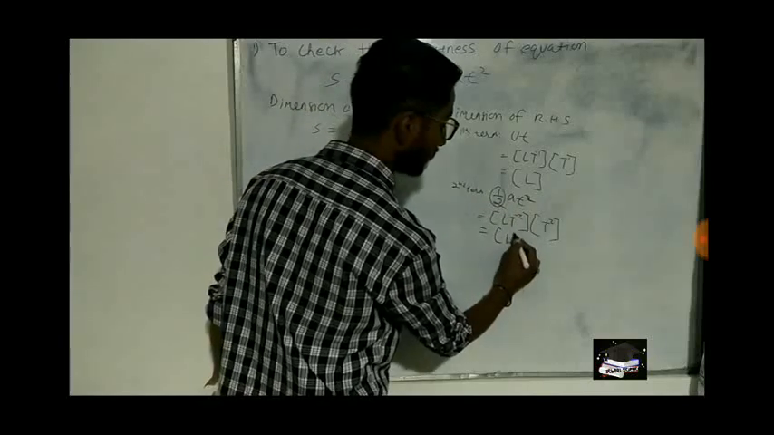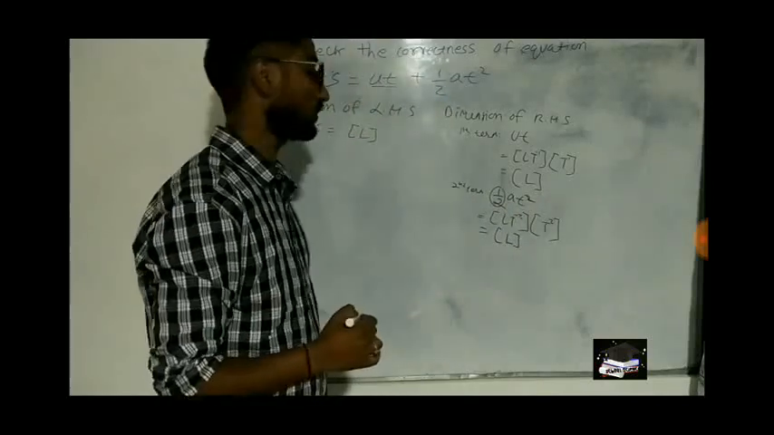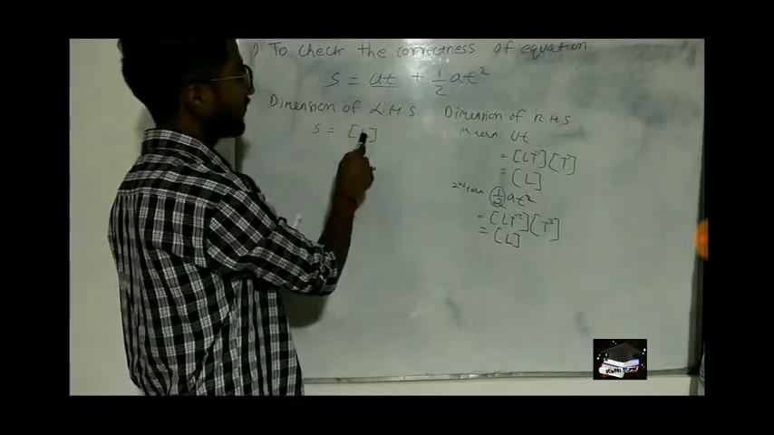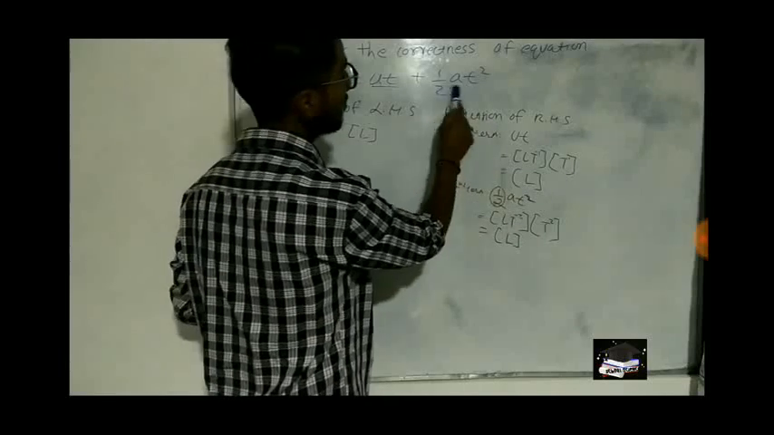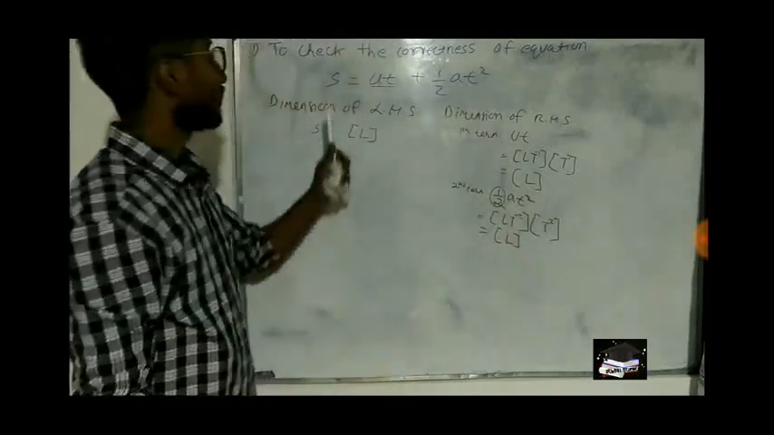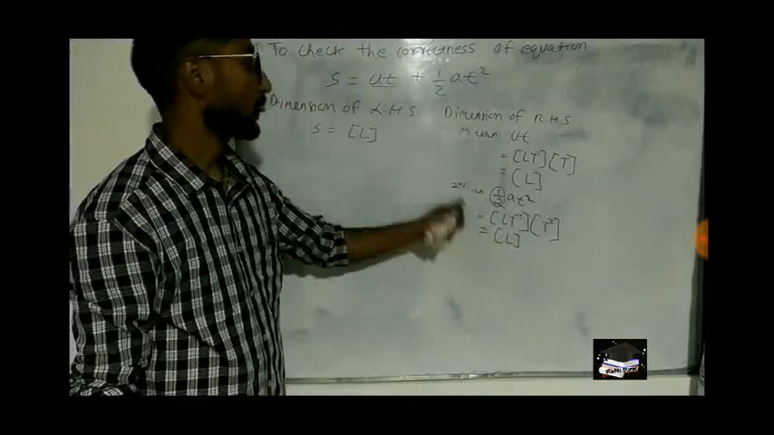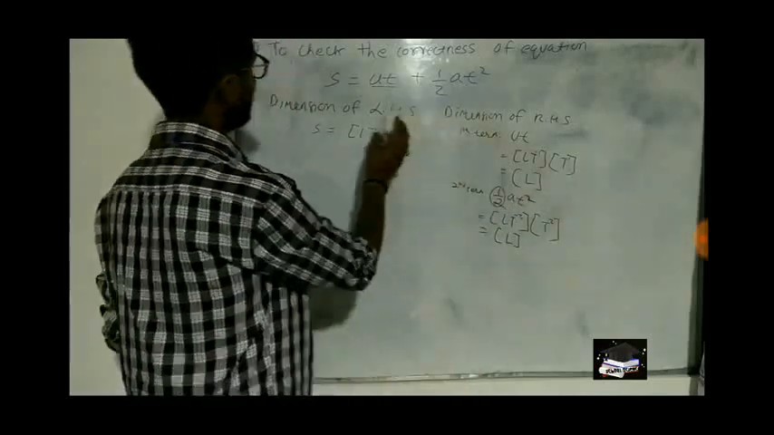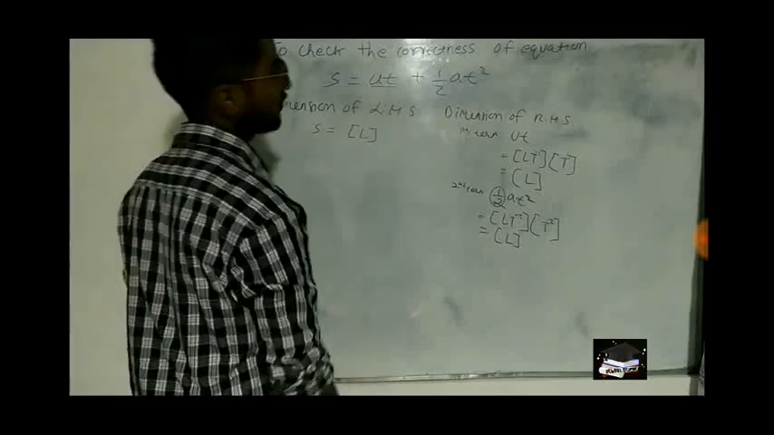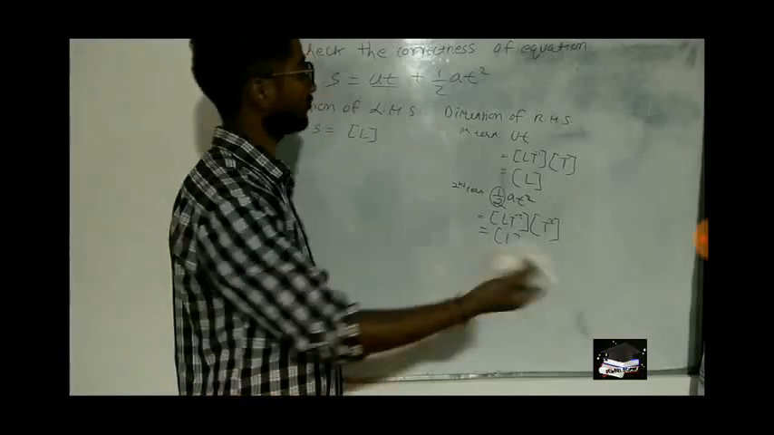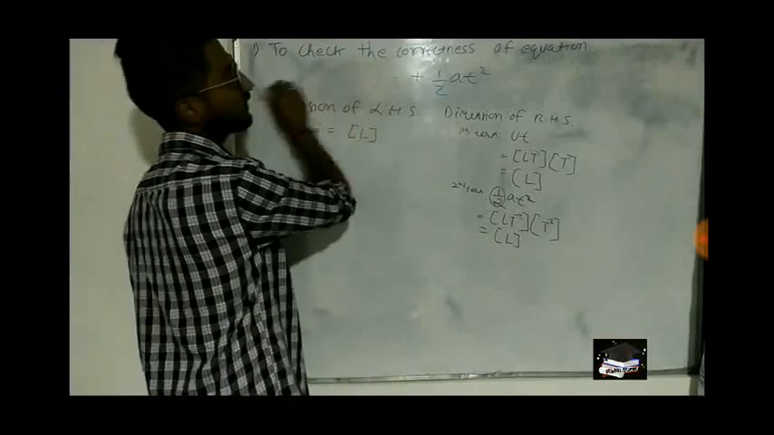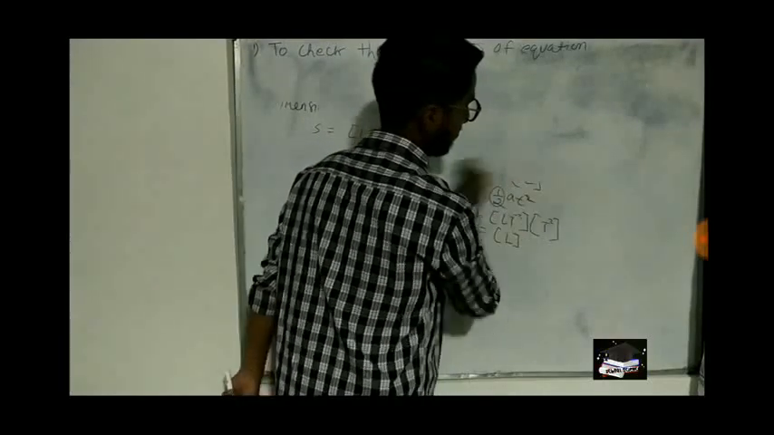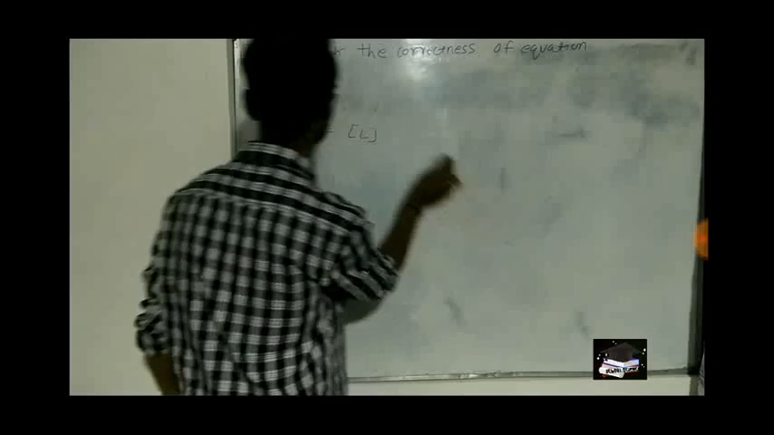So what is only left? Length is only left. So for this L, for this L, for this L, all of them have dimension L. So this equation is dimensionally correct. Okay. So you can learn from these examples and you can prove many other equations. You have come across many examples and you can prove them one by one. Okay. That will be your task.